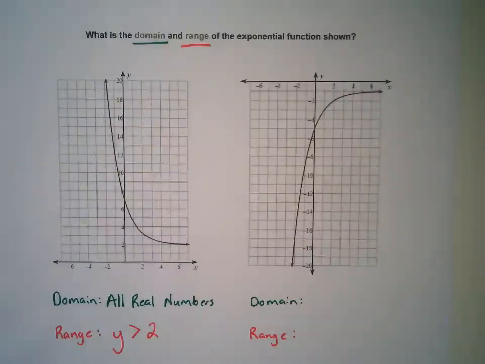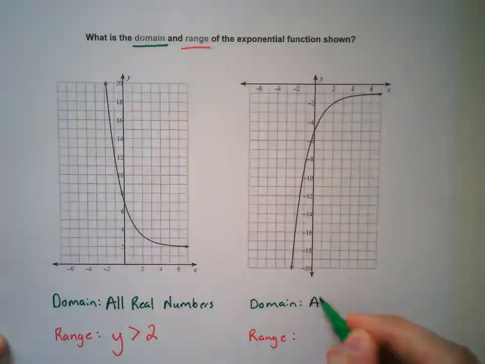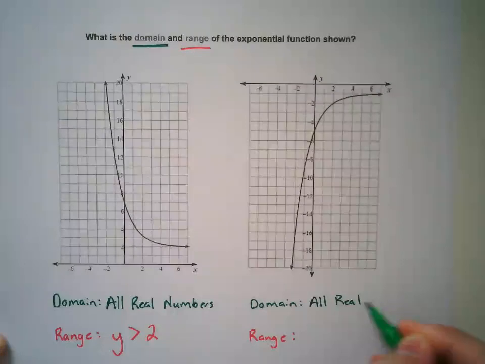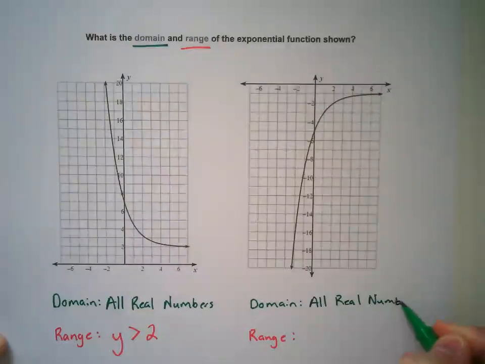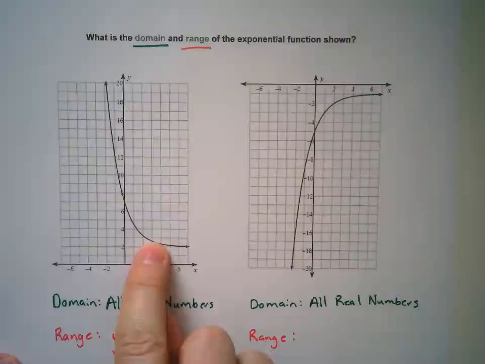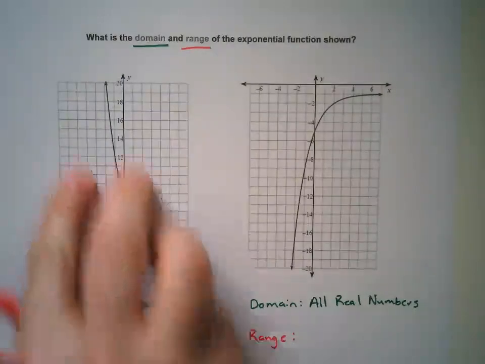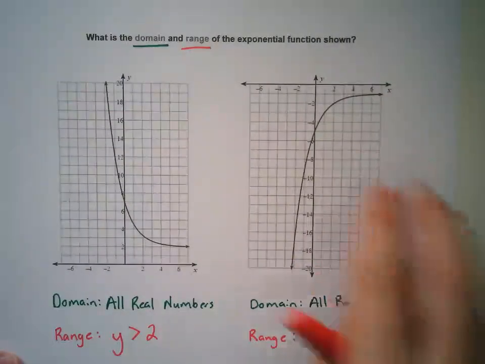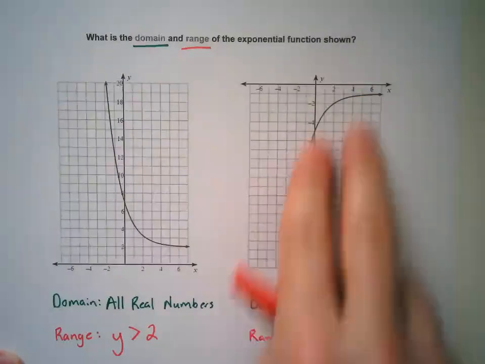Domain, what did we just say? The domain is always going to be all real numbers. Every time. All real numbers. So that is the domain here. The range, notice the graph kind of flipped here, right? It was everything above that 2. Notice how the graph flipped and it's everything below a number.